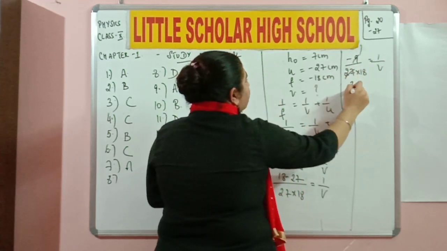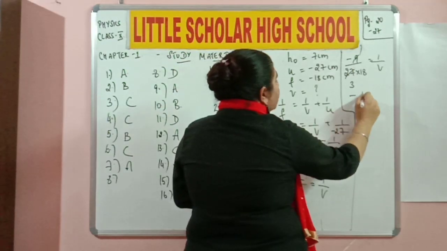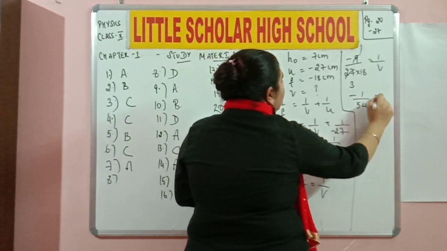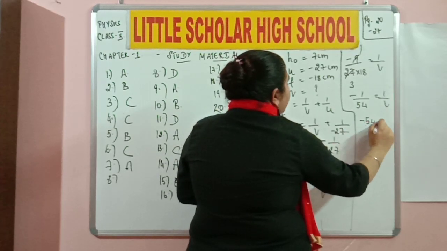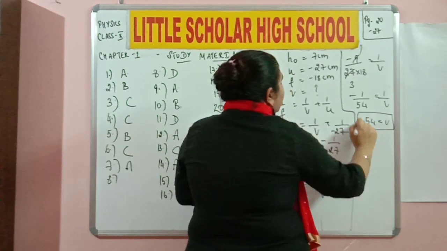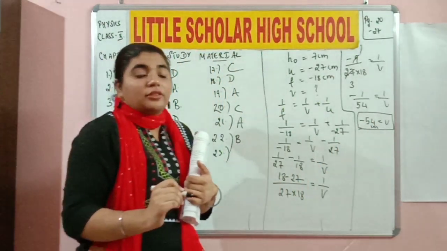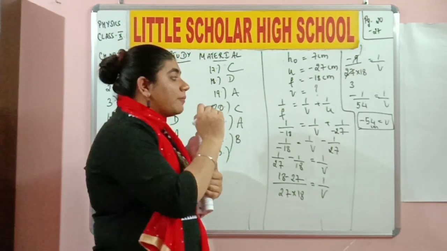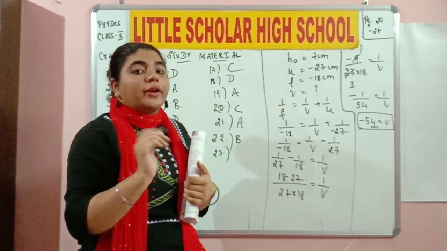9 ones are 9, 9 threes are 27. What is 18 threes are, class? It is minus 1 by 54 is equal to 1 by v. Let's take a reciprocal. So v is equal to minus 54. This means centimeters. Remember that. Okay, so the image distance is nothing but 54 centimeters, and that minus indicates what? That the image is formed in front of the concave mirror.